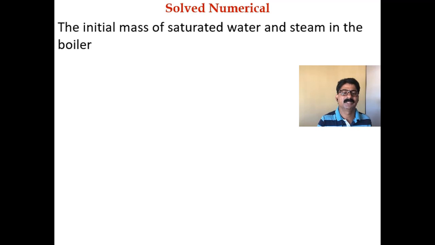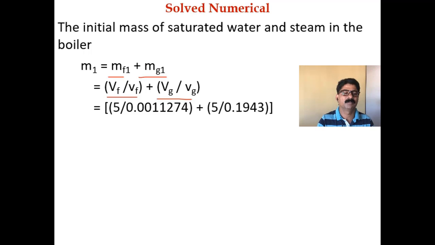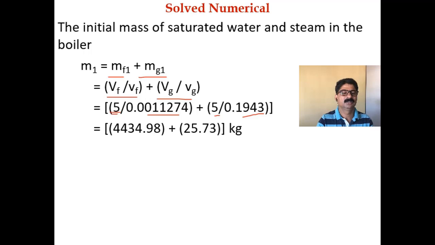The initial mass of the saturated water and steam in the boiler you have to find out first. So m1 is nothing but the mass of saturated liquid plus the mass of saturated vapor. This is the saturated liquid mass, this is the saturated vapor mass. This is nothing but the total volume of liquid divided by the specific volume of saturated liquid, plus the total volume of vapor divided by the specific volume of saturated vapor. Both the volumes are 5 meter cube, divided by Vf here and Vg here. So you get Mf1 as 4434.98 and Mg1 as 25.73. You keep it as it is. I'll tell you why. Okay, don't add.